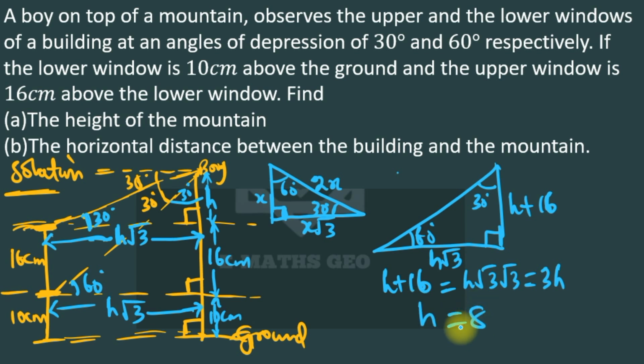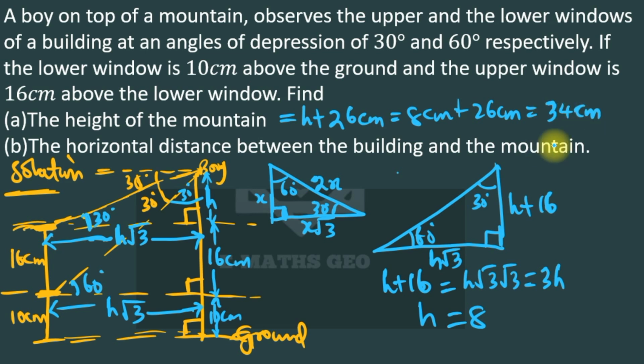So H is 8. Therefore, the height of the mountain is the total height, which is H plus 26 cm. And our H is 8. So I have 8 cm plus 26 cm. So the answer is 34 cm. That's the height of the mountain.